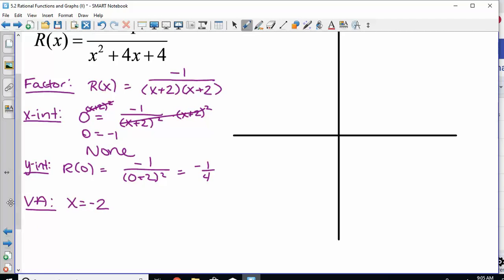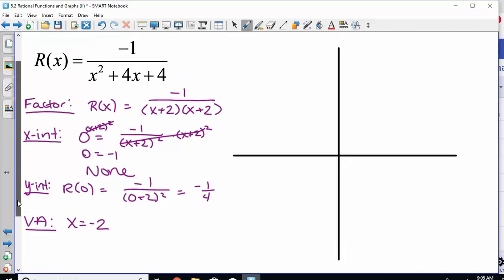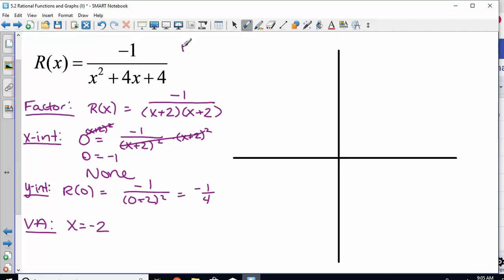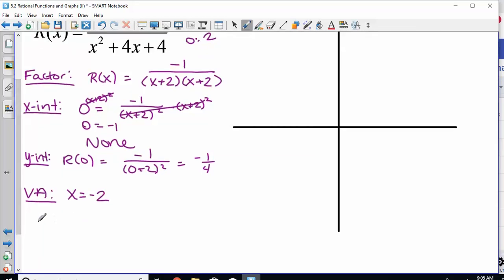Now we need to decide if we'll have a horizontal or oblique. And remember, that's based on your degree. What's the degree of this numerator? 0. There are no x's. What's the degree of the denominator? So the top is smaller. That means it is horizontal. Y equals 0. Anytime the top is smaller, it's always 0. And since we have a horizontal, we don't have an oblique.